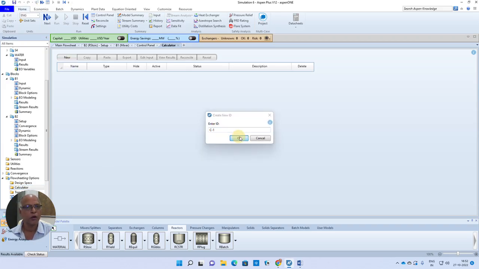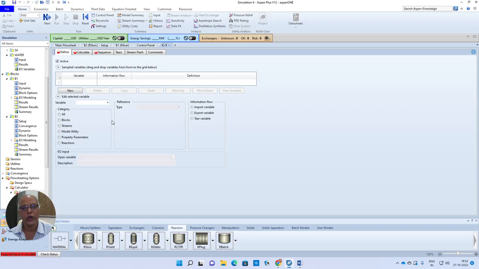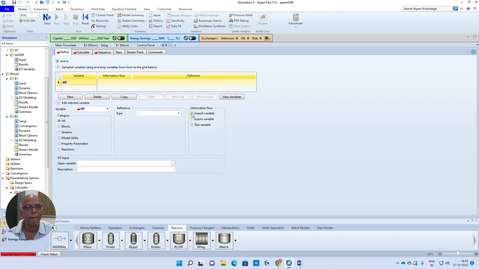Say new. Okay. Now, what is that you would like to do? Whenever the flow rate of methane is changing from 100 to 500, I would like to read the value of methane flow rate, right? So this is an input variable. It's a stream variable. Anyway, we are into pure methane and pure water. So mole flow. Stream is methane, rate in moles per hour, right?